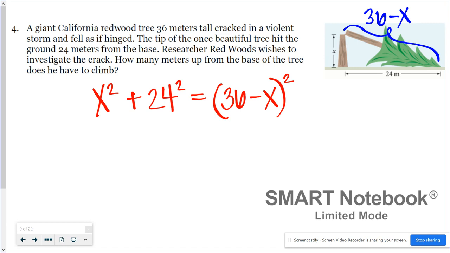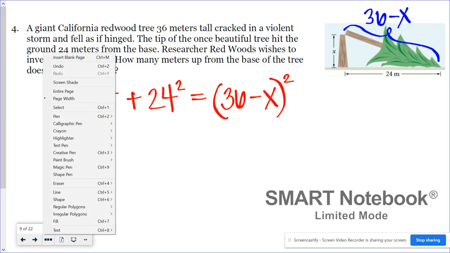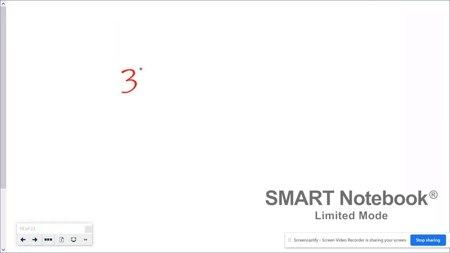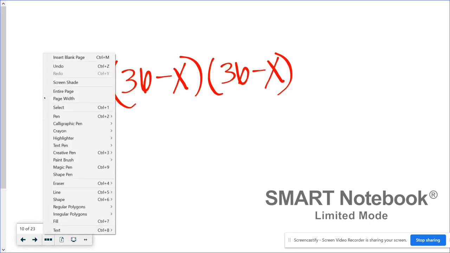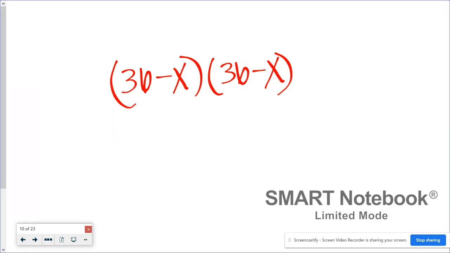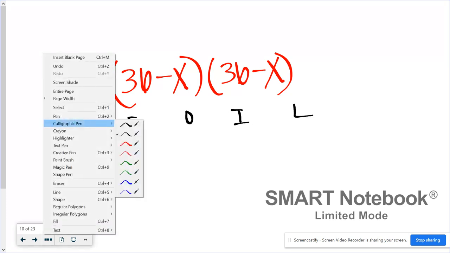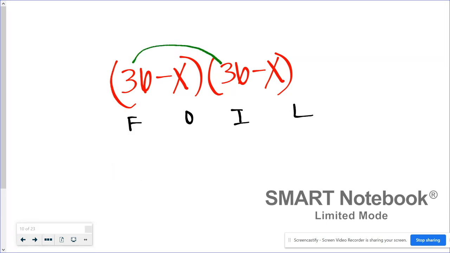Now, 36 minus x, quantity squared. My advice is to write it twice, because 36 minus x squared is the same thing as 36 minus x times 36 minus x. I can multiply these two quantities together using FOIL, or I can make a table of products. But FOIL. The F of FOIL stands for the first term. So if I go 36 times 36, I get 1,296.